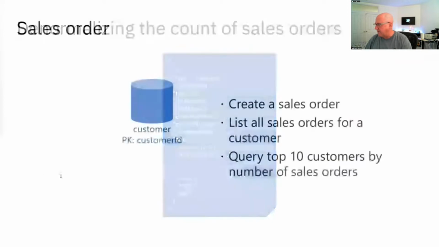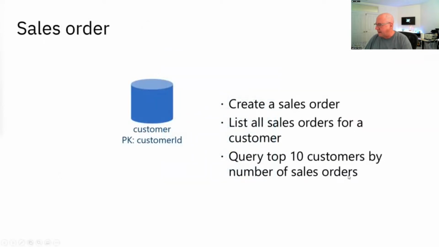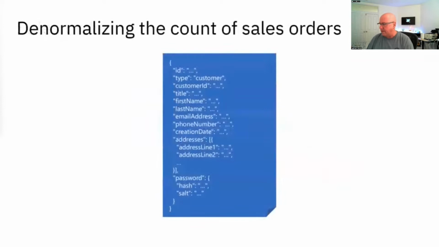Oh, here we go. Last thing is I want to do my top 10 customers query by the number of sales orders. What I need to do is count the number of sales orders for each customer, sort those counts in descending order, and return the top 10. Even though customers and sales orders sit in the same container, I can't write a query that will do that. The query language does not support that type of thing.